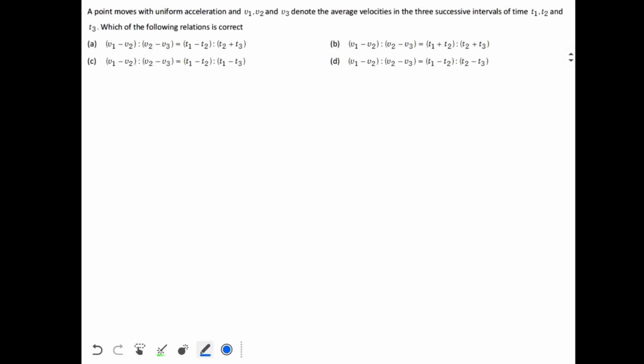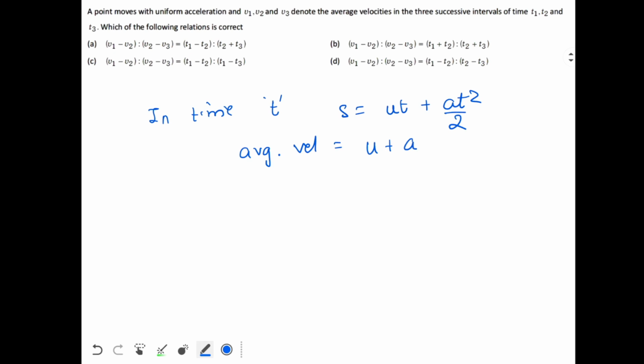Suppose in time t, a particle covers distance how much? S equal to ut plus at square by 2. So the average velocity will be how much? That is equal to u plus at by 2, S by t. Okay, displacement by time will give you average velocity, right?